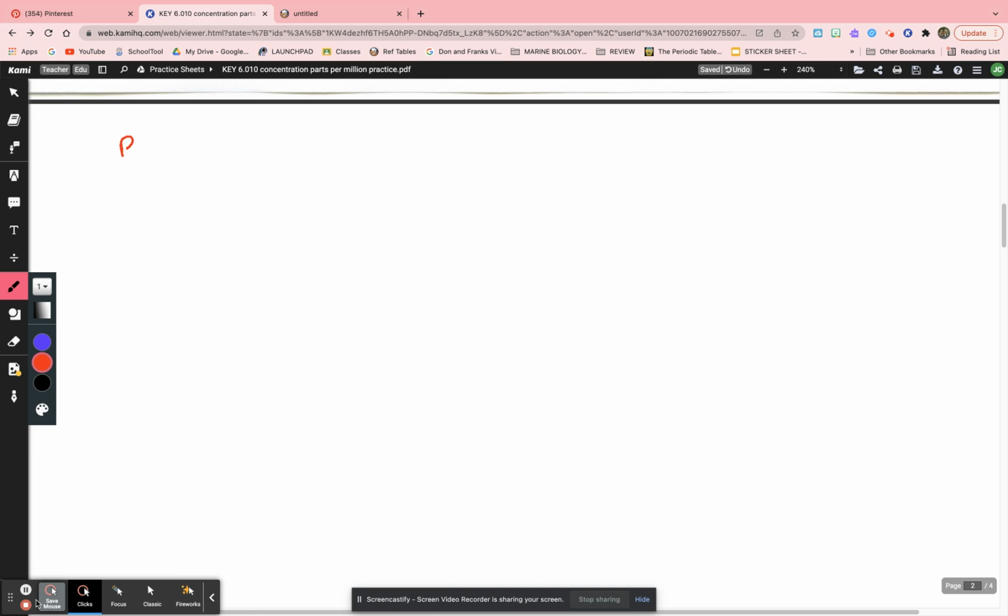I hate that this mouse has a circle around it, so let's get rid of that. No.